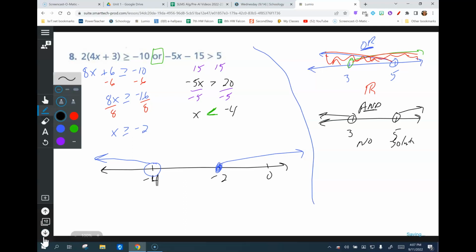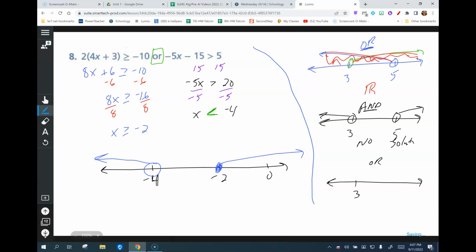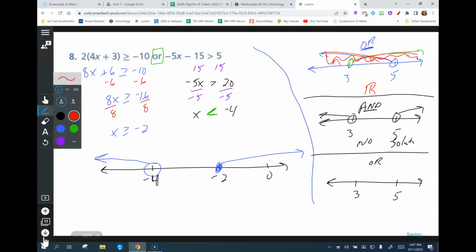Now there's one other type I want to bring up, and that is if I would have an "or," and let's use 3 and 5 again. Here's 3, here's 5. Okay. So we have 3 different scenarios I'm talking about here. If I would have x is greater than 3 or x is greater than 5, my final solution, remember, "or" includes everything. So if it's "or," it's going to be from here on over.